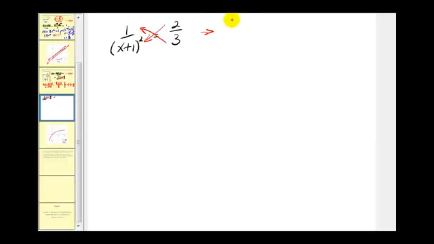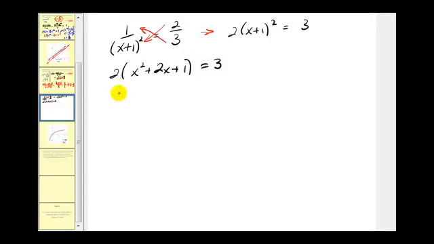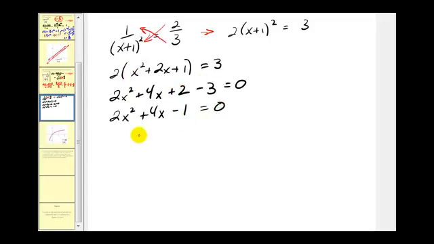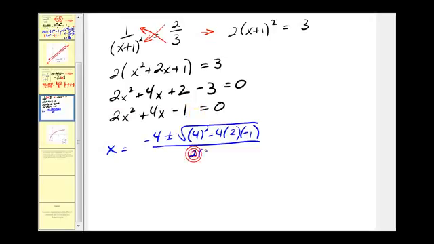So again, we'll have 2 times the quantity x plus 1 squared must equal 3 times 1, or 3. Let's go ahead and multiply this out and see if it's factorable. So we'd have 2x squared plus 4x plus 2, and then we'll subtract 3. Okay, so this is not factorable, so now we'll have to apply the quadratic formula. So we have negative b plus or minus the square root of b squared minus 4 times a times c all over 2 times a.